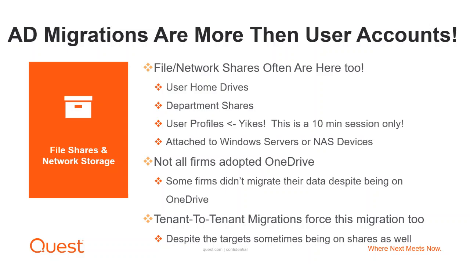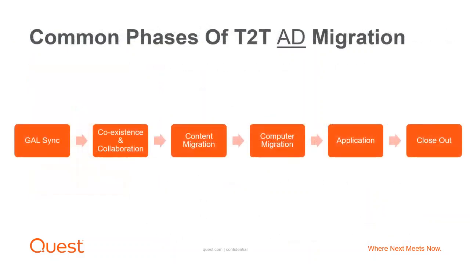Tenant migration sometimes forces migration because if you're going to migrate this data anyway, you might as well move it to a modern environment like OneDrive or SharePoint. So a lot of firms may still have these file shares and network storage department shares in their target, but will choose to adopt the modern piece in migration because if they're going to migrate, they might as well migrate it once and be done instead of touching it again in a year.